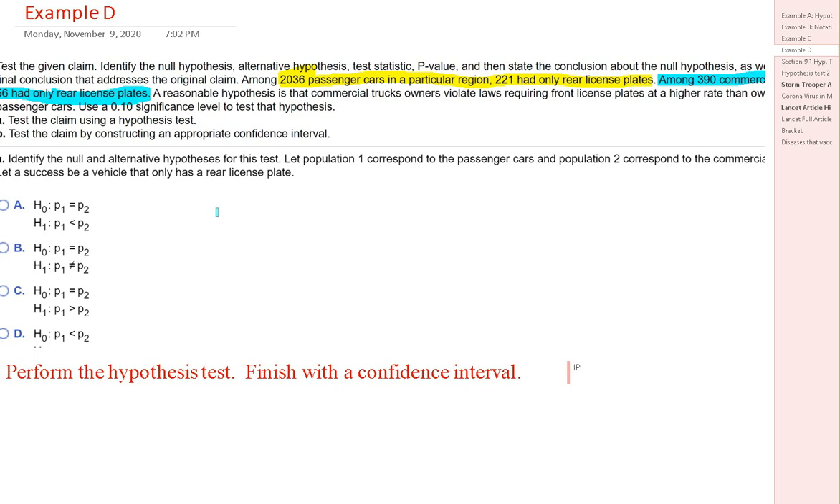And let's gather a few relevant statistics. X1 and N1, X2 and N2.